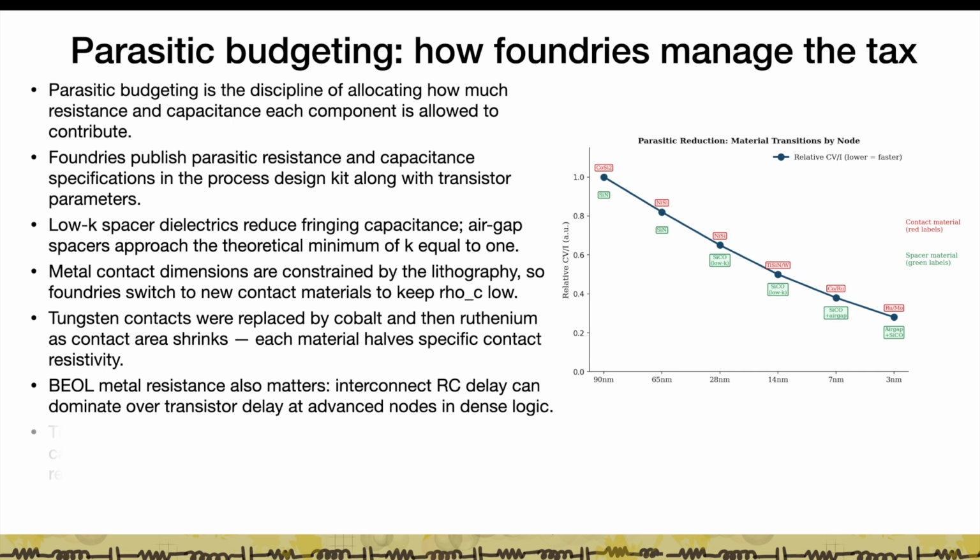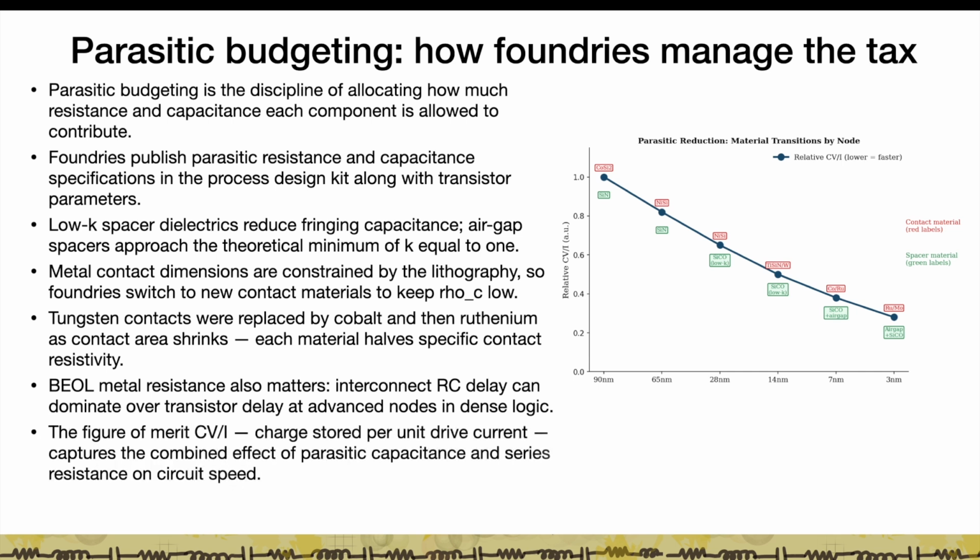And this is why parasitic engineering is now a first-class specialization inside leading foundries, not just a cleanup activity after the device team is done. The parasitic budget for a 3 nanometer cell is specified before the transistor architecture is finalized. The gate height, the epi dimensions, the spacer thickness, the contact size, all of these are constrained by the parasitic budget as much as by the electrostatics.